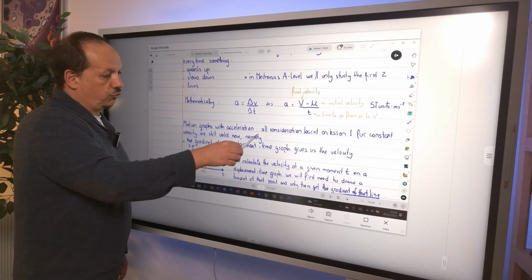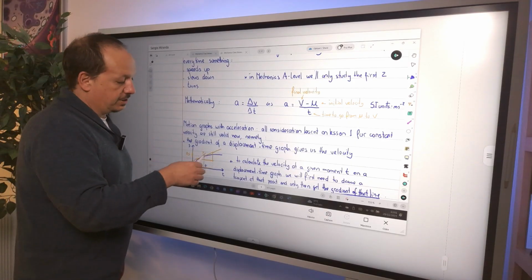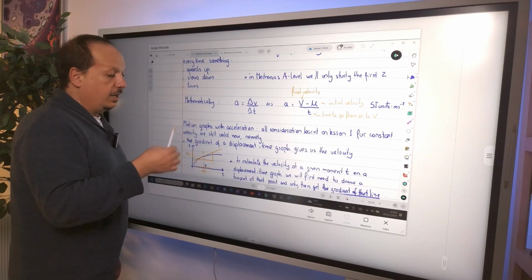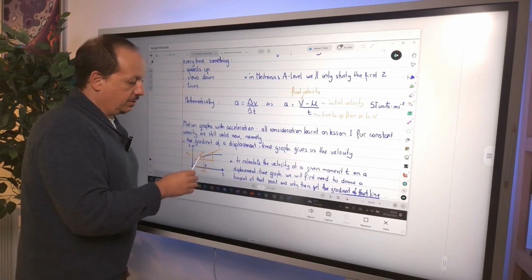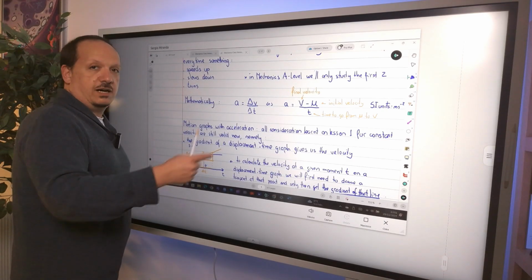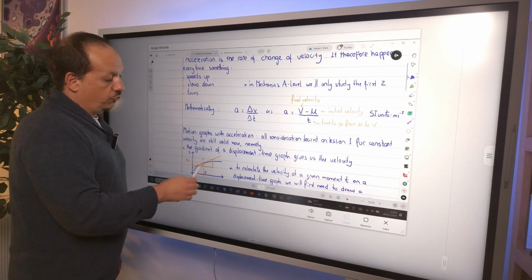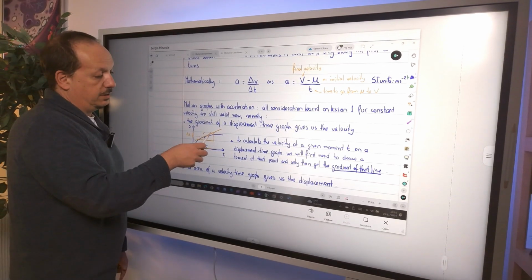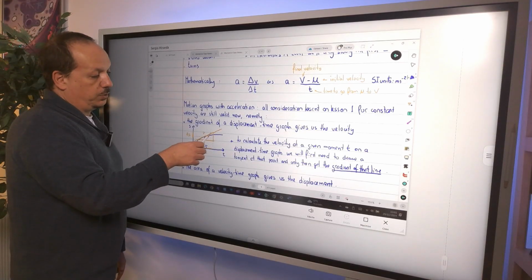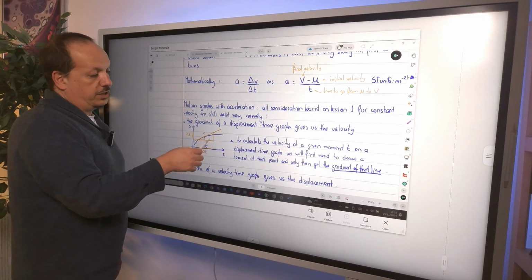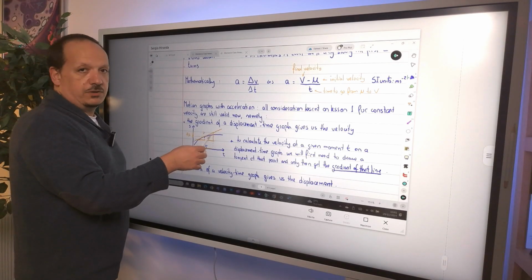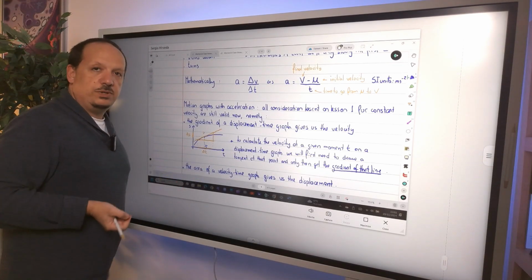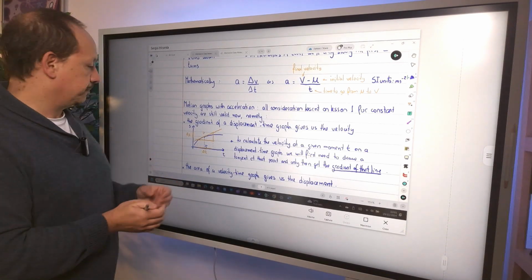On that point, draw a tangent, a line that touches the curve on that point only, and you get the gradient of that tangent. Pick 2 points on that tangent that are as far apart as possible. You should draw the triangle, all right, connecting these two points. Then measure the height, measure the distance, divide the first by the second, and that's going to be the acceleration.